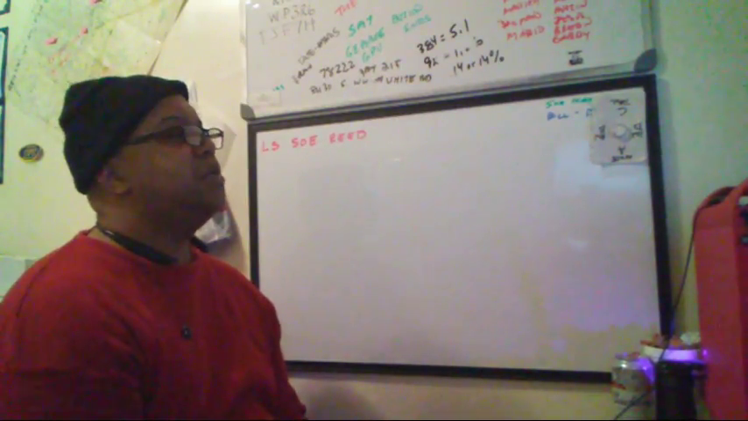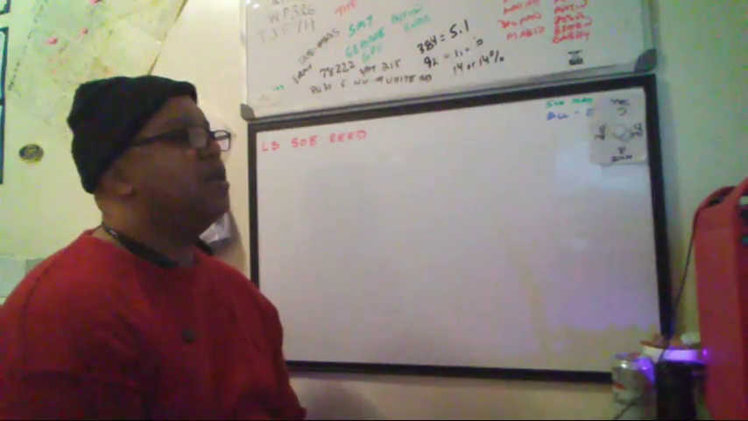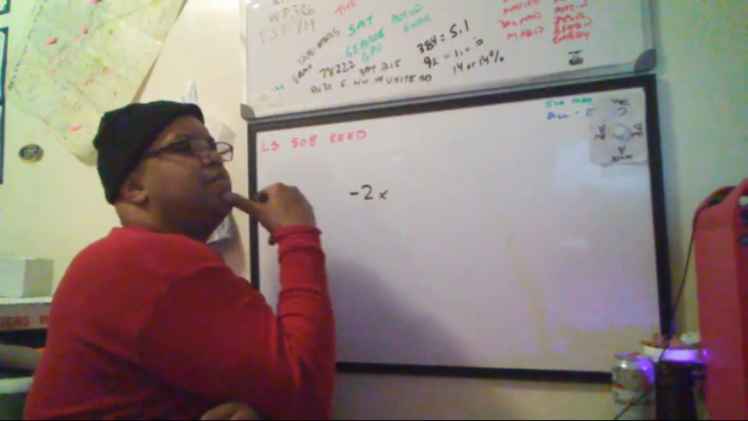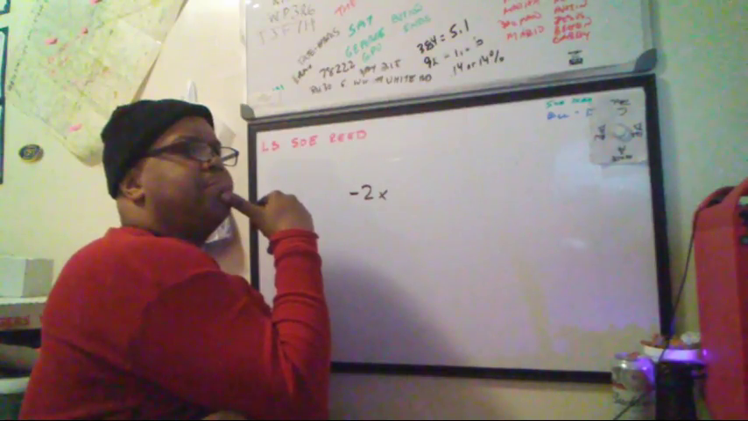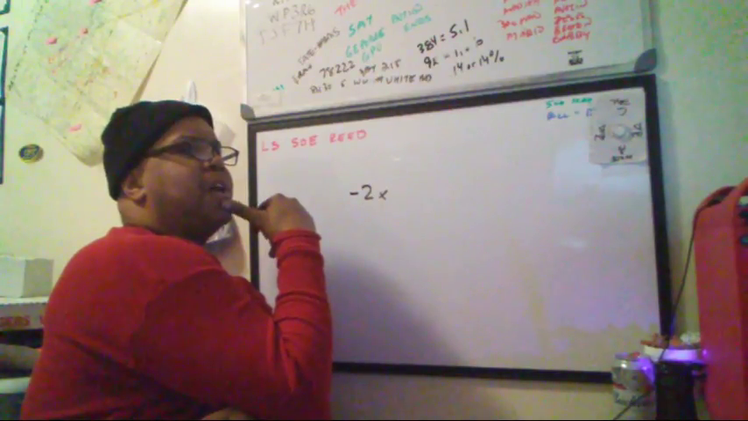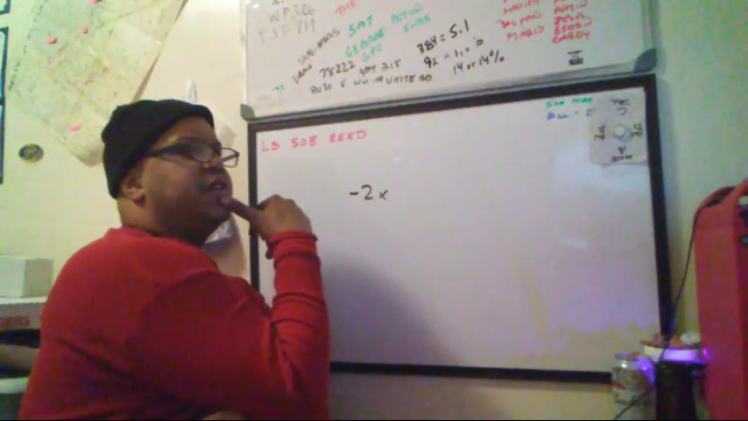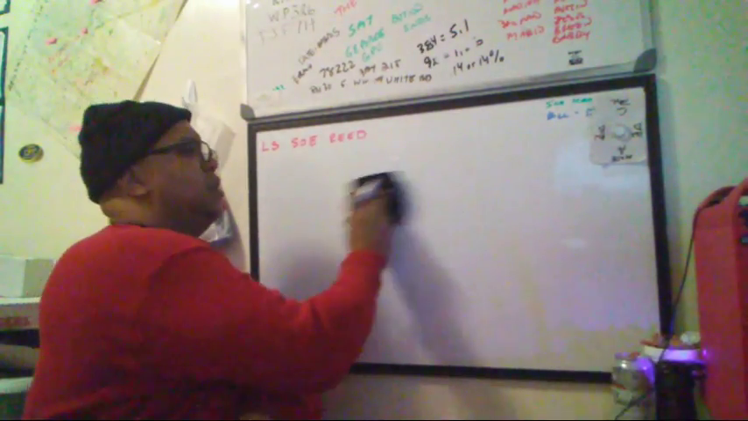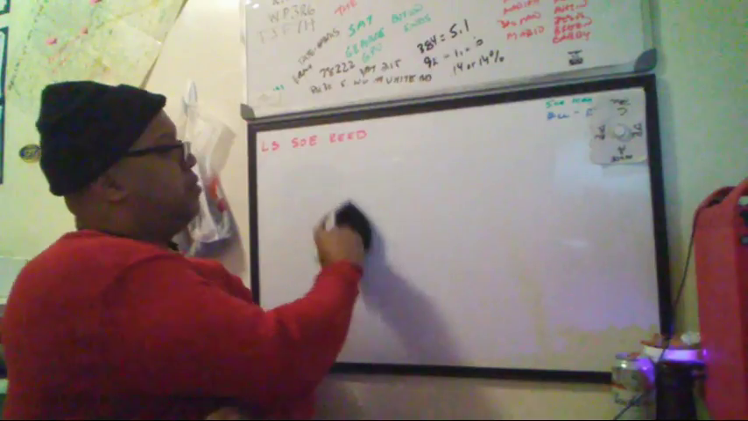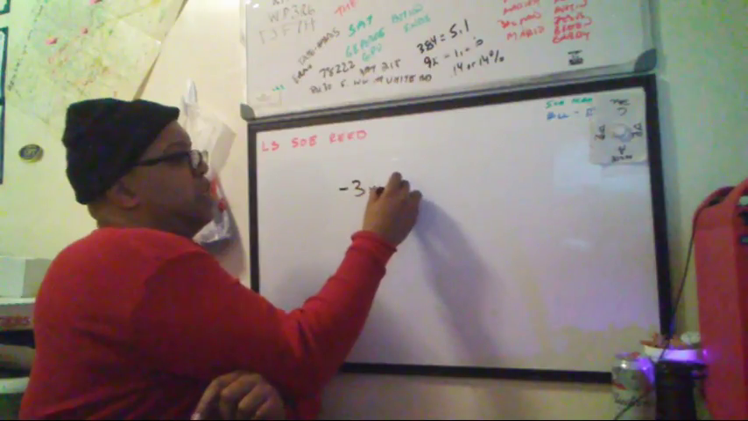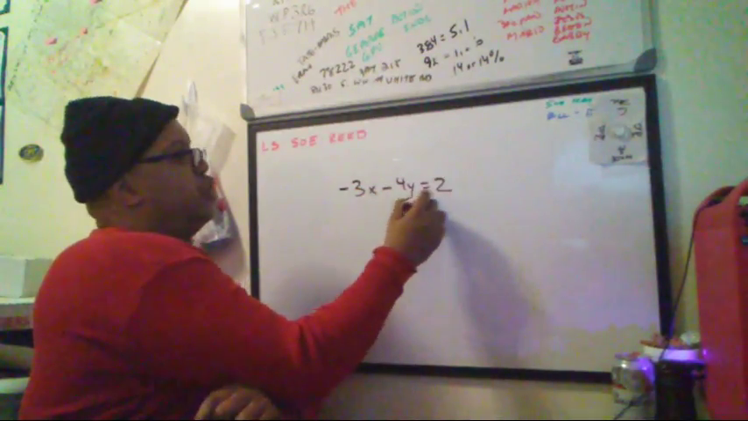All right, so let's pull out a really interesting one. Not a regular one, but an interesting one. I like interesting. Okay, negative 2x. That one's going to be really, really tough, and I don't want to go that hard on you guys. I want to give you a nice, gentle one. I want to be gentle. All right, I'll be gentle. 17. Negative 3x minus 4y equals 2. That is the standard form.